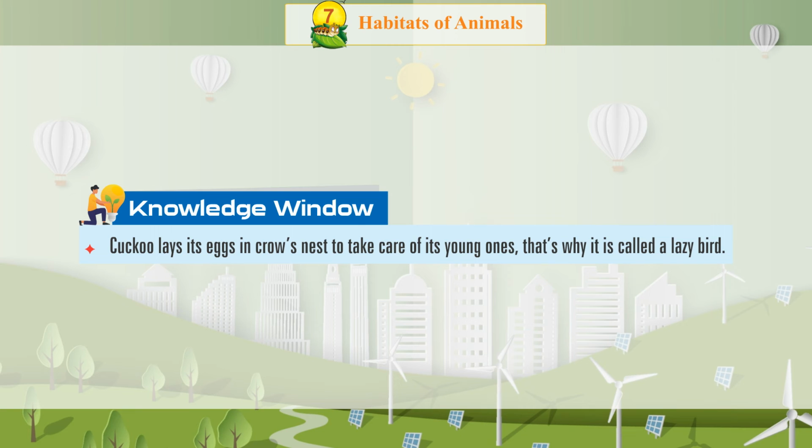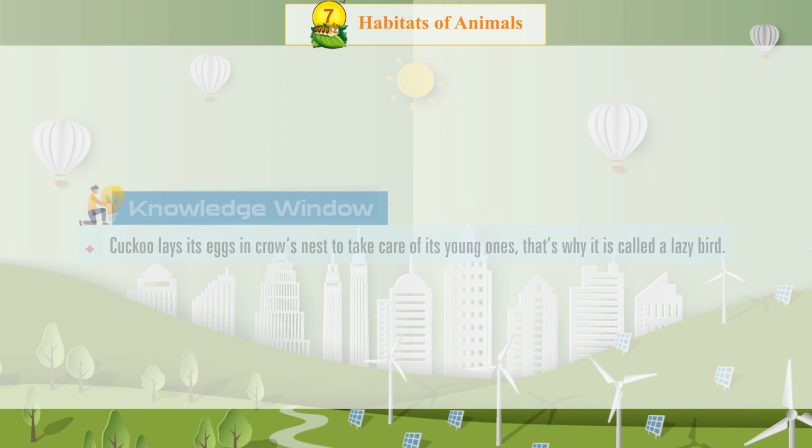Knowledge window. Cuckoo lays its eggs in crow's nest to take care of its young ones. That's why it is called a lazy bird.